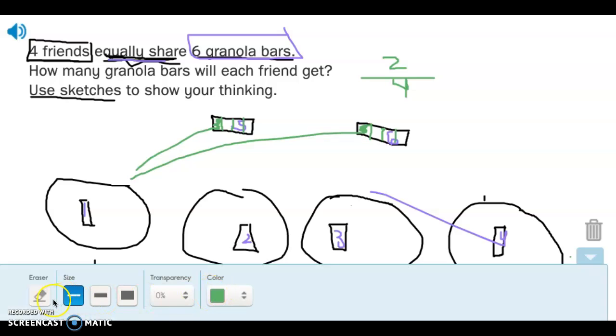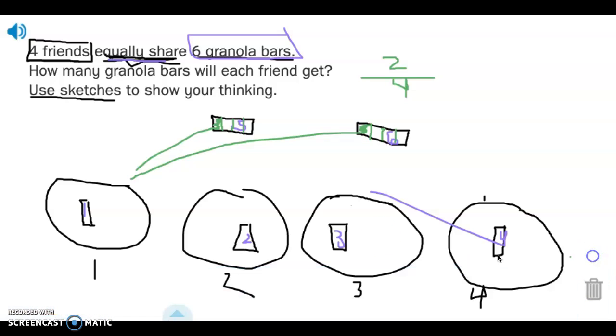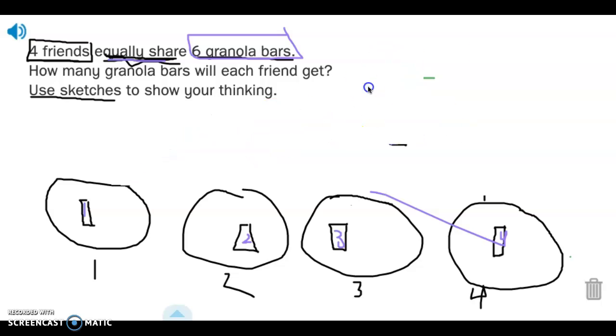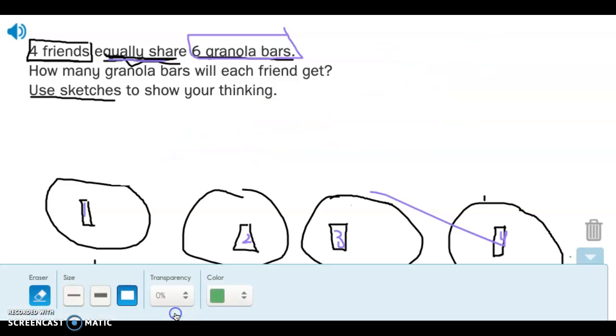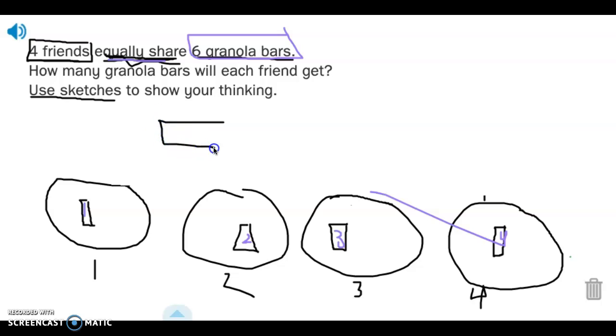Great. You might be saying, Miss Schmidt, I did it a different way. And I bet you did. And we're going to draw that right now. So remember, I had 2 extra granola bars. And you could have just said, Miss Schmidt, I know that I get 2 pieces if I make this go in half. And I know that I get 2 pieces if I make that go in half. So I have 1, 2, 3, 4.